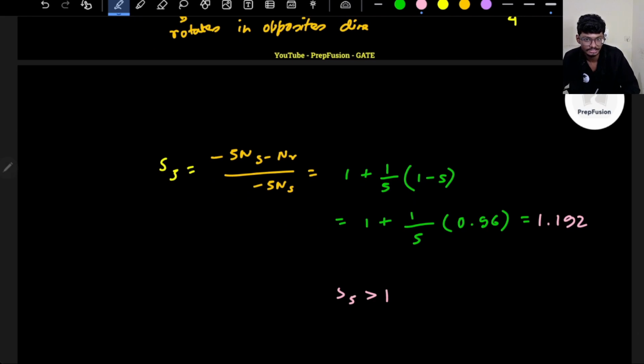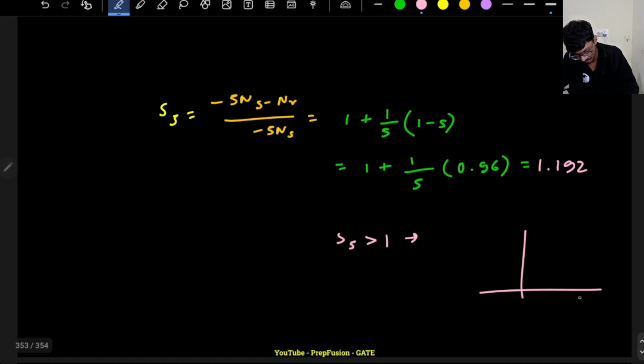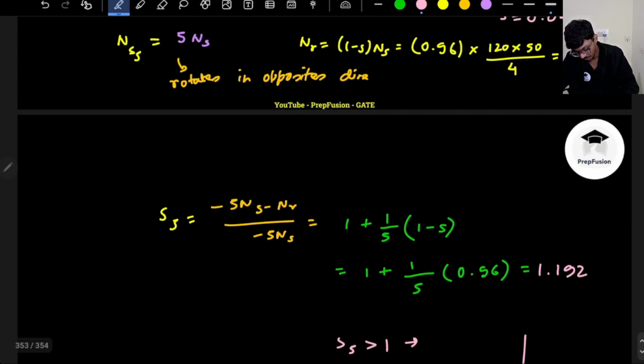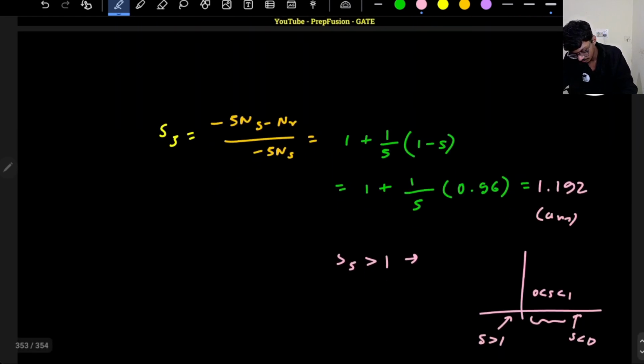That means it is rotating in the opposite direction, because if you remember, the graph was something like this. This region was the motoring region where the slip was between 0 to 1. This was the region where the slip was greater than 1, and here the slip was negative. Slip negative means my Nr is higher than the Ns. Okay, I hope you have understood this point. So this answer will be 1.192. This will be the answer of this question.